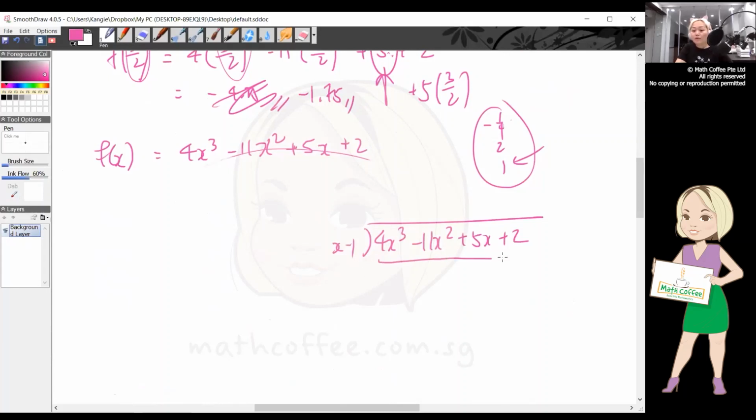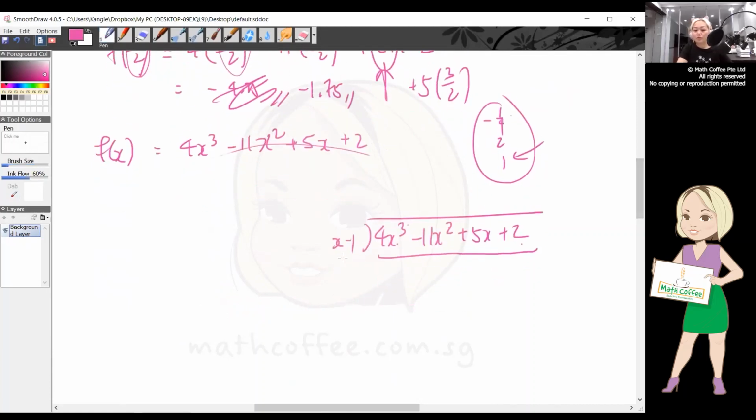Make sure you have all the terms: x cubed, x squared, x, and constant. For example, if it's 4x cubed and it doesn't have any term of x squared, you must put plus 0x squared, then plus 5x plus 2, before you divide. Even though there's no term for x squared, you have to put plus 0x squared. This is to make it easier for you to do long division. For this case, there's no missing term, so we don't need to put any 0. Same applies for this side. Make sure that you have all the terms. If you don't have the terms, then you put 0.